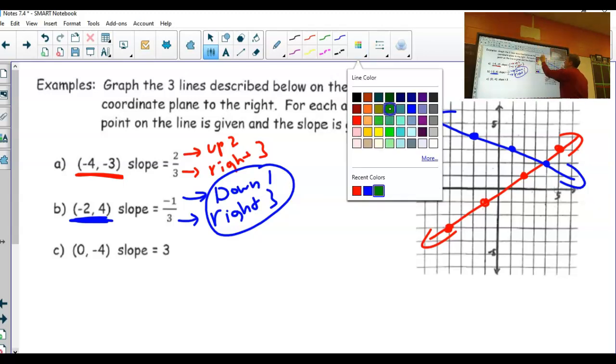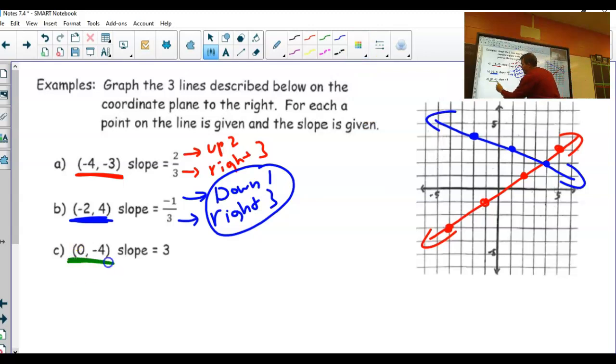I'll do it in green. Okay, first of all, this point is on my line. It's the point 0, -4. And the slope is 3. Now, the slope is not a fraction, but I like it to be a fraction, right? Because the slope is equal to the rise over the run. I want the slope to be a fraction so I know how much to rise and how much to run. So when the slope is a whole number, I make it a fraction by putting it over 1. And now I have the rise and the run.